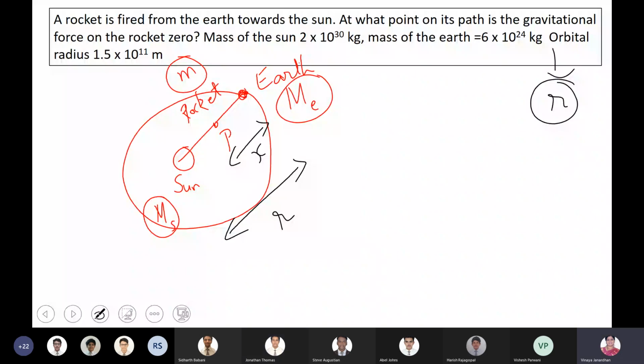Ma'am, in the diagram, what is ms? Is it the sun? Mass of the sun. Me is the mass of the earth.